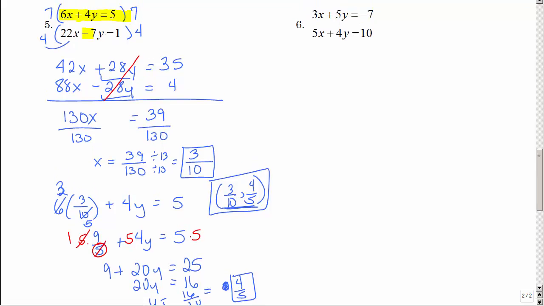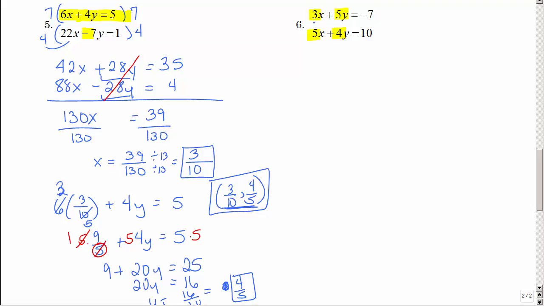Let's look at number 6. I don't see any opposites. So do we want to get rid of x or do we want to get rid of y? They look about the same amount of work. Your choice. I'm not going to work this problem both ways, so we're just going to choose one way. How about let's get rid of the x's?